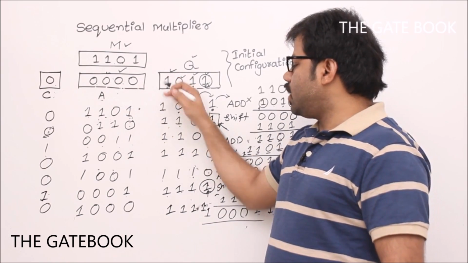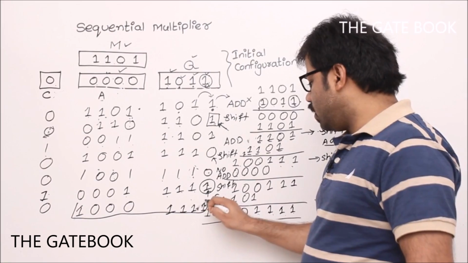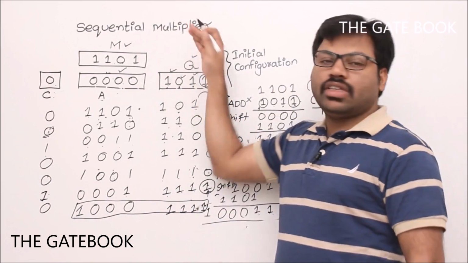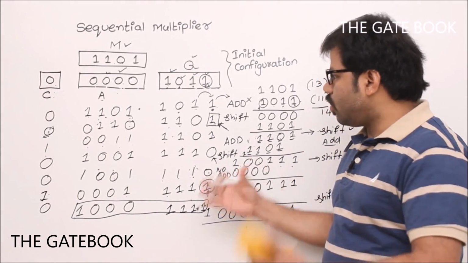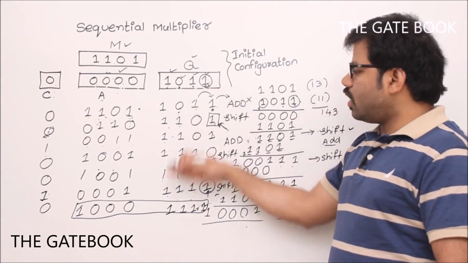So in these 8 bits we are going to see the result. The 1 0 0 1 1 is the final answer, right? So this is what generally happens in a sequential multiplier. If you observe the process, it is a repetitive process, right? If you understand that one step, you can understand everything.